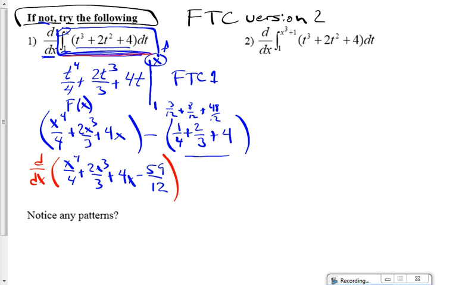And many of you are already half a step ahead of me. What's the derivative of that mess? What's the derivative of x to the fourth over 4? X cubed. What's next? 2x squared, right? We take the coefficient, multiply by the exponent, plus 4. 2x squared plus 4. What happens to 59 over 12? The derivative of that is 0.